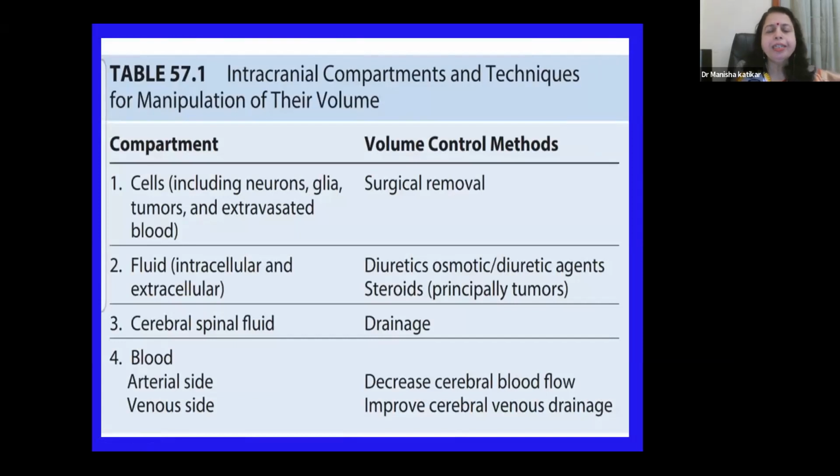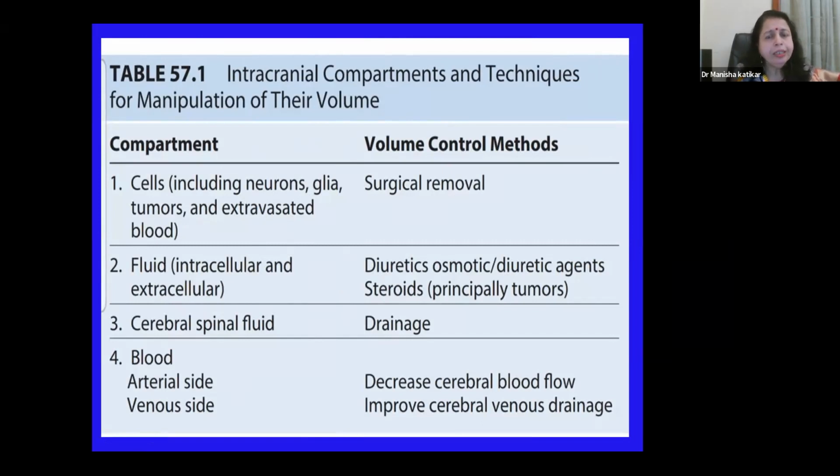And this is an important slide. See, so many things are in our hands. The neuroanesthesiologist, the neurosurgeon, and the neurointensivist are going to manage so many compartments. Basically, the practice of neuroanesthesia is the total perioperative care of the neurosurgical patient.